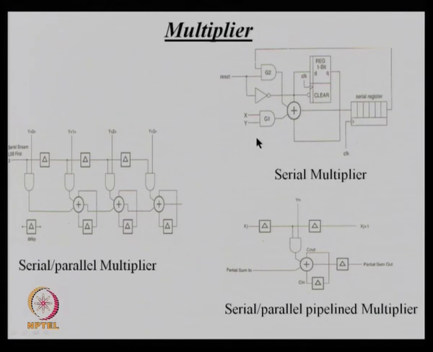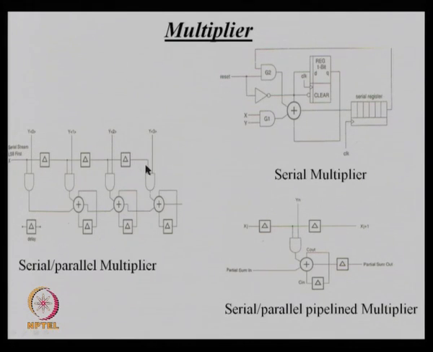So, if there are n bit numbers, n clock cycles will be required to generate the full multiplier output. So, it may be relatively slower, but it is much less hardware intensive compared to others. For example, here is another one which essentially shows a serial parallel multiplier.